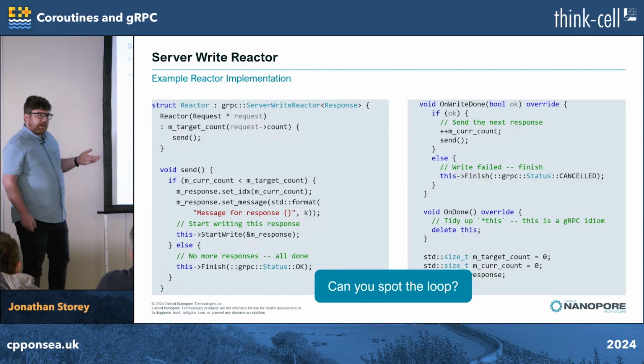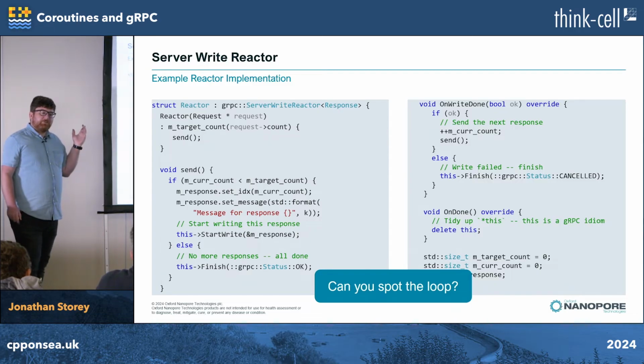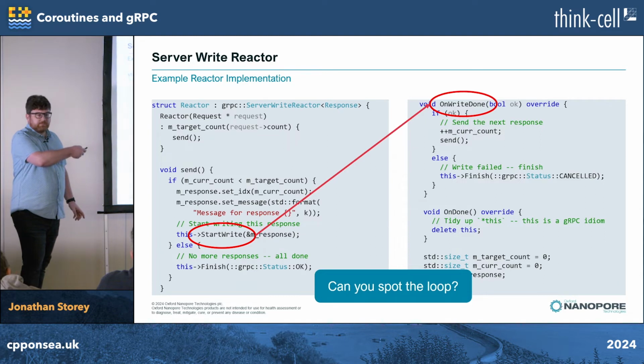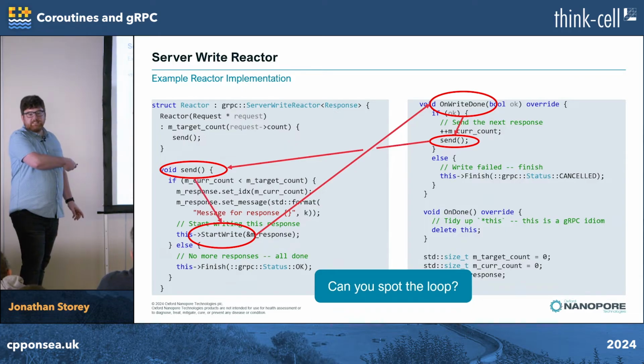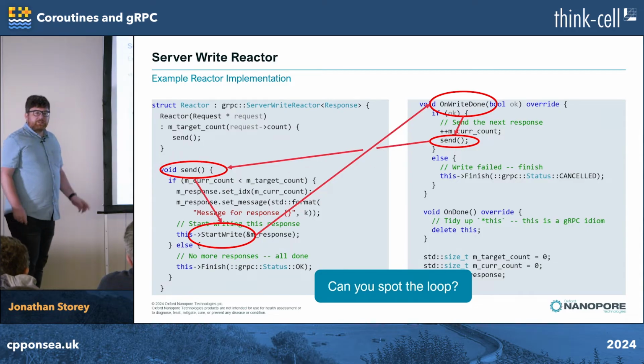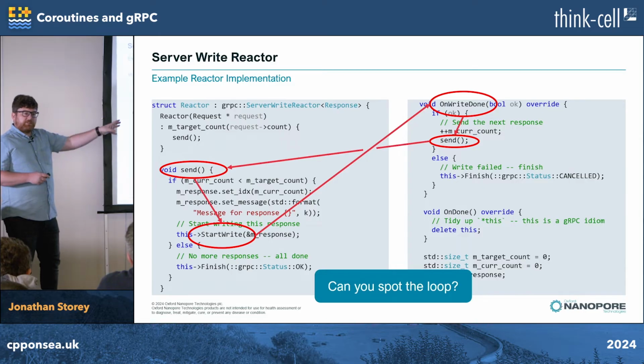And there's a loop in here, and it's a lot more difficult to spot than it was in the previous synchronous case. And the loop, if you haven't spotted it yet, is here. We call start write. And then when the write completes, on write done is called. And then in on write done, we call send, which then calls start write again. And our loop variables, we've got one loop variable being incremented over here, and it's being checked against the target over here. So it's quite difficult to follow the logic of the code because it's split across two functions, and there's this asynchronous call and some magic in between to call on write done.